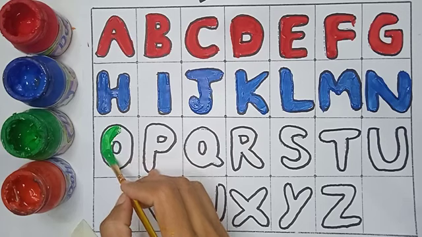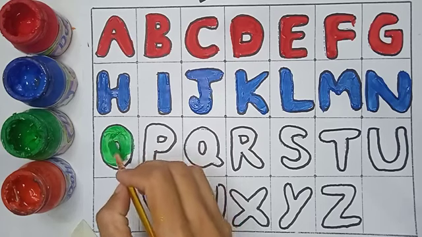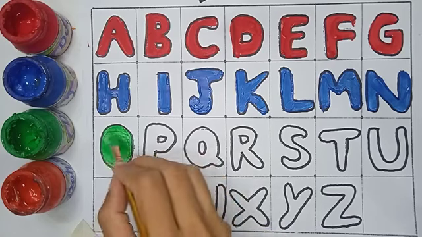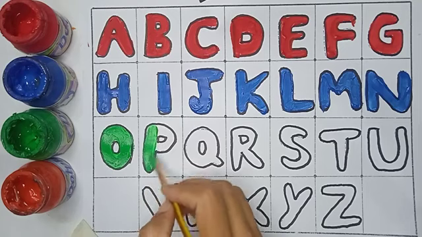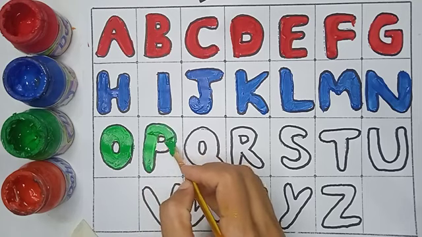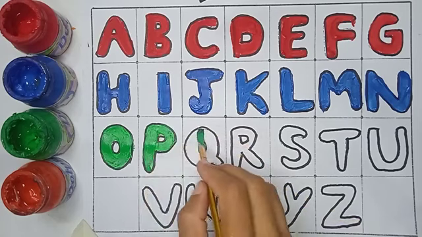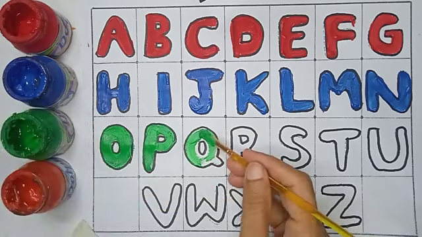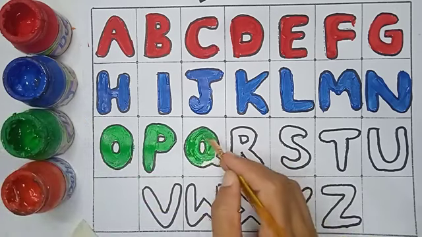O. O green color. O for owl. P. P for pigeon. Q. Q for quail.